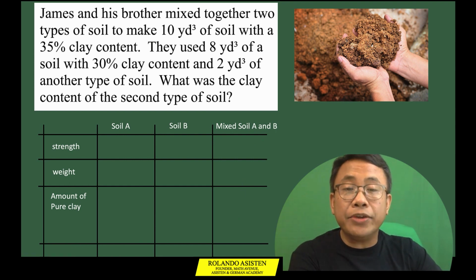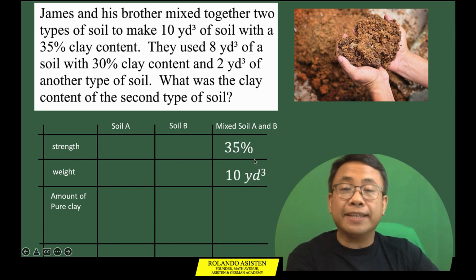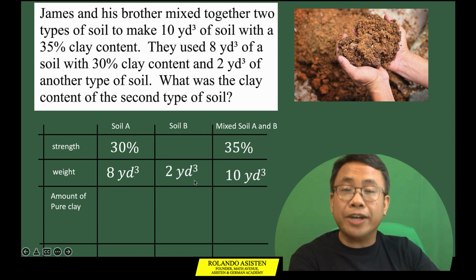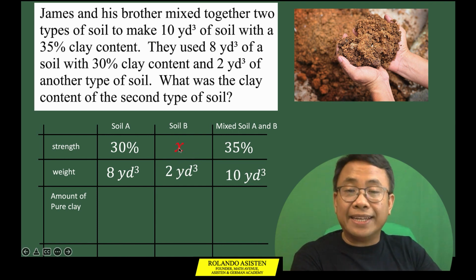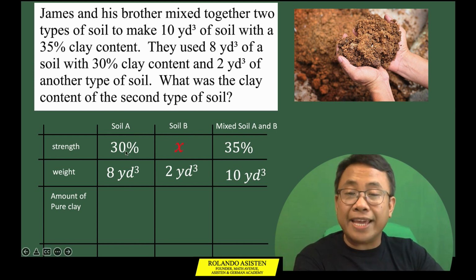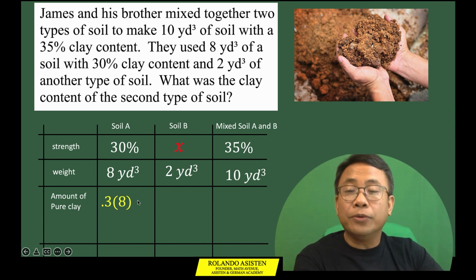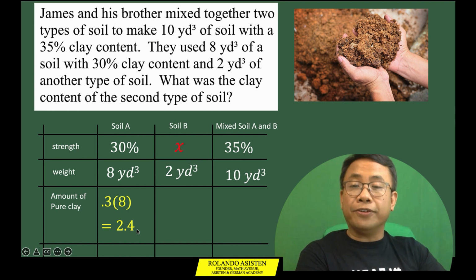First, we have 10 cubic yards of resulting soil mixture with a 35% clay content. Then the volume of soil A is 8 cubic yards, and this has 30% clay content. Soil B is 2 cubic yards, and we do not know how many percent of clay is in soil B, so we let that be X. X is a decimal number. Now, if 30% of 8 cubic yards is clay, then 0.3 times 8 would be the amount of pure clay for soil A, and that is 2.4 cubic yards.